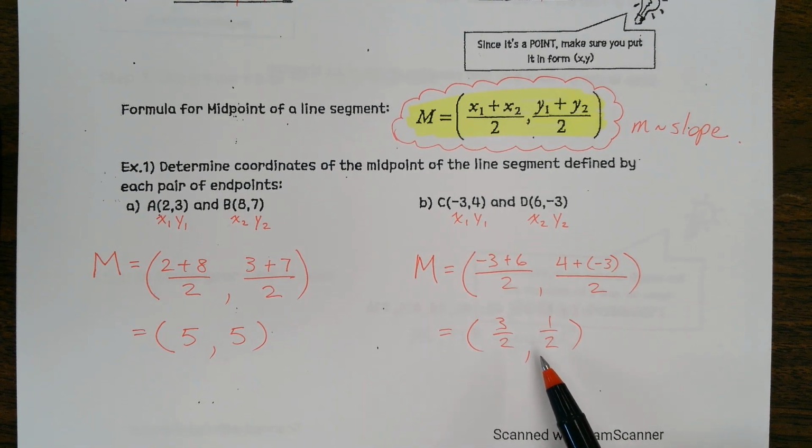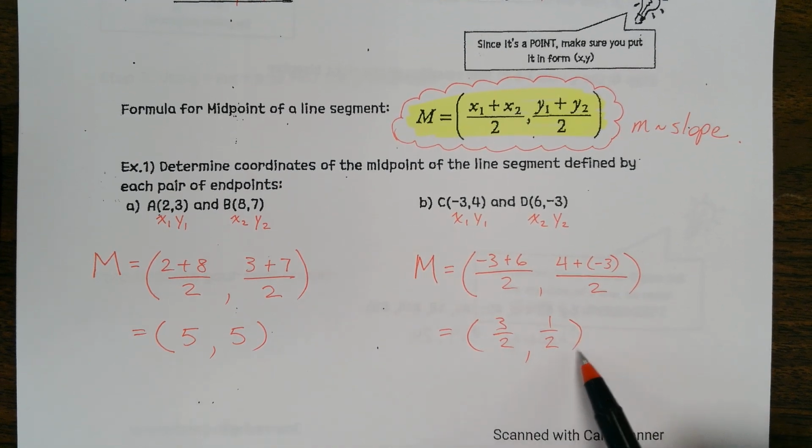Do I need to change this to a decimal? No, keep it as a fraction, like this. When should I change it to a decimal? If I wanted to graph this, I could change it to a decimal just for visualizing it easier. But keep it as a fraction as your final answer. If I were to graph this, then I can say, okay, this is 1.5 and 0.5. So it's a little easier to visualize.